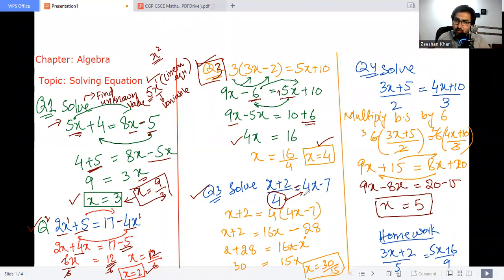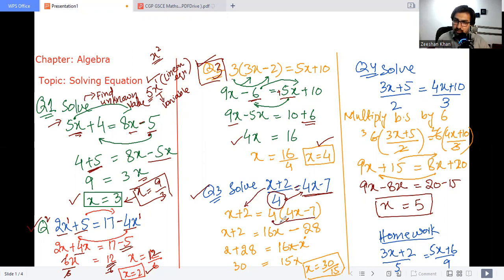So the other side of the equality is 4x minus 7, which stays in its own place. I have multiplied 4 with this one, and x plus 2 will come in its own place. Now we will multiply this 4 inside the bracket. So 4 times 4 is 16x, and 4 times 7 is minus 28. Again, I will do the same rule.